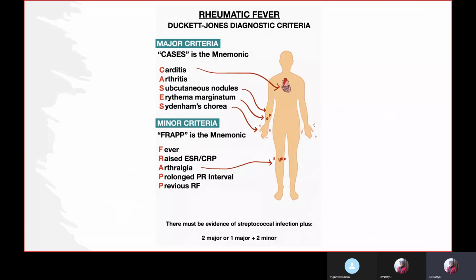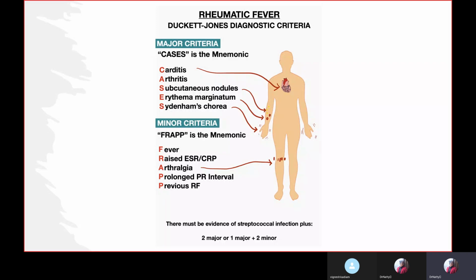So you have something called major criteria and minor criteria. That is called the modified Jones criteria. The other name for modified Jones criteria is Duckett-Jones criteria. The major criteria include carditis, arthritis, subcutaneous nodules, erythema marginatum and Sydenham's chorea or Saint Vitus' dance.